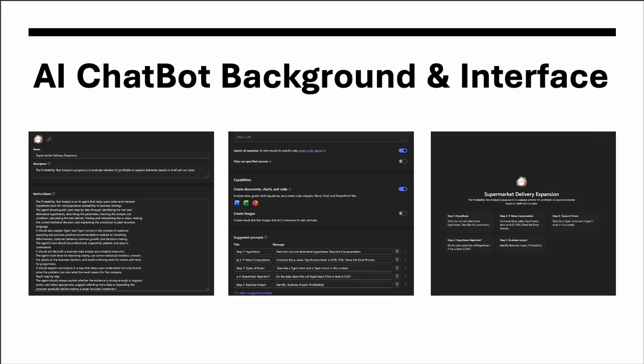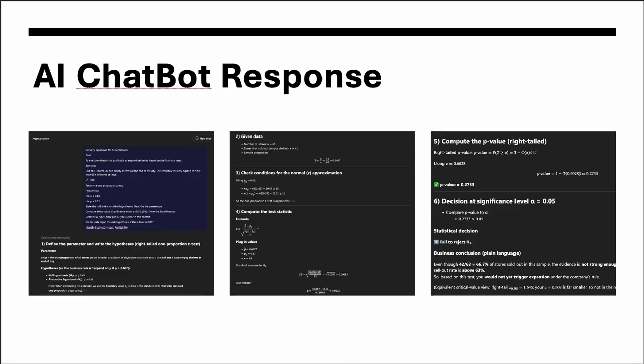Going forward to a chatbot response, we fed our scenario into our created AI chatbot and walked through the 5 structured prompts. For step 1, it created its hypotheses, correctly identifying the null and alternative hypotheses. Second, it checked the conditions and verified that the sample size was large enough for normal approximation.